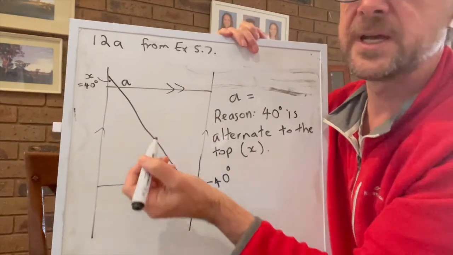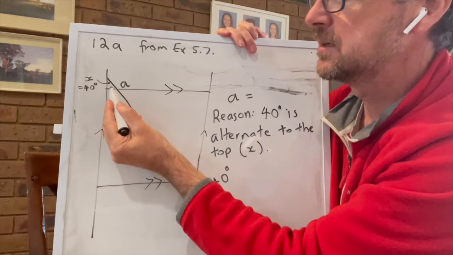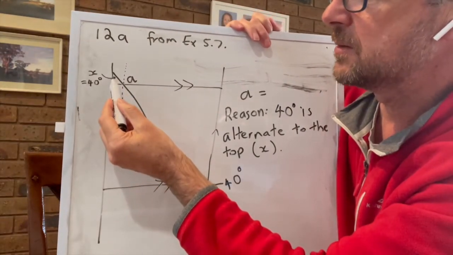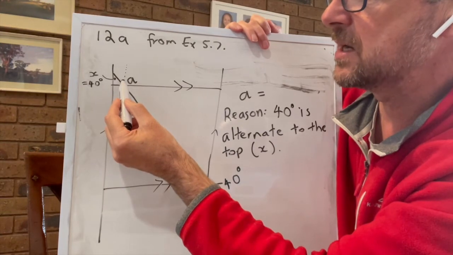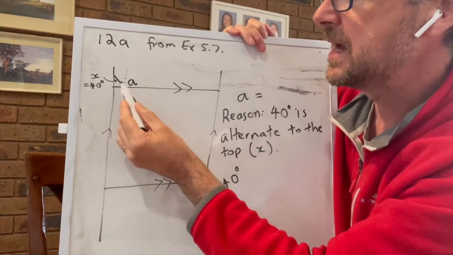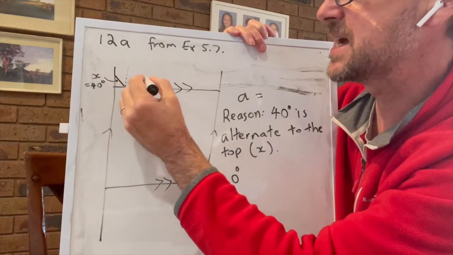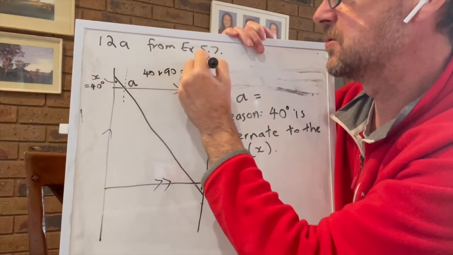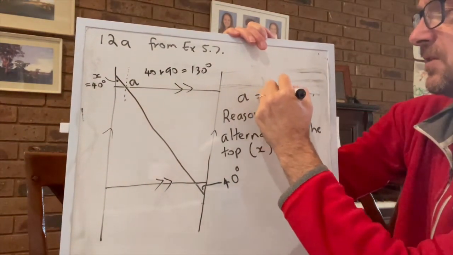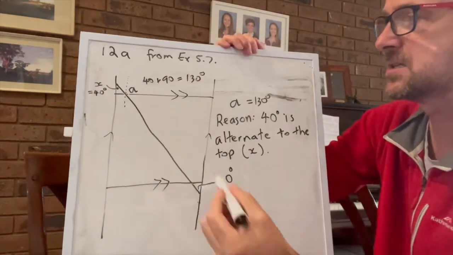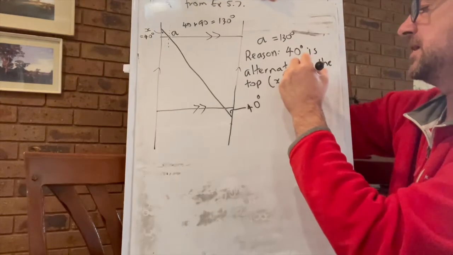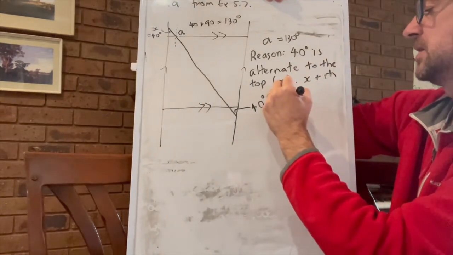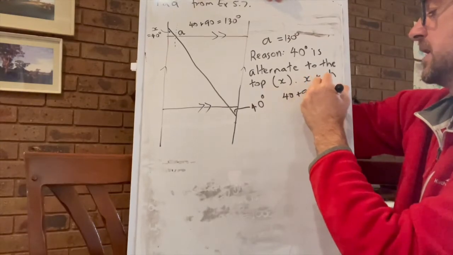So with this, if we look at this as being a right angle in here, and we add our own little transversal line through here, we can see that this x of 40 is going to be alternate to this side here and be 40. And then the remainder of this side here will be 90. So this A will end up becoming 40 plus 90 to equal 130 degrees. So A will equal 130 degrees. The reason being 40 is alternate to the top x, and x plus the right angle equals 40 plus 90 equals 130 degrees.